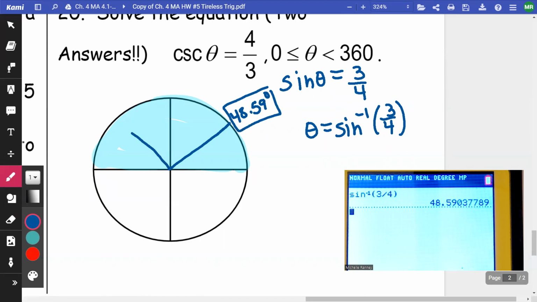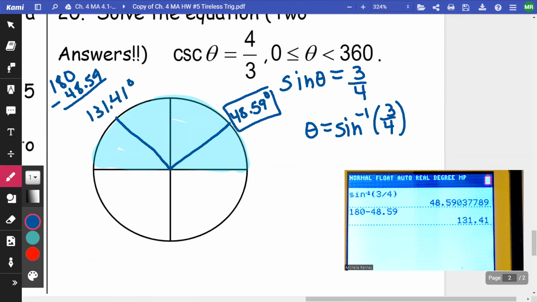And the other one's going to be on the other side. And to find it, I'm going to take 180 minus 48.59. So 180 minus 48.59 gives me 131.41 degrees. And that's our second angle.